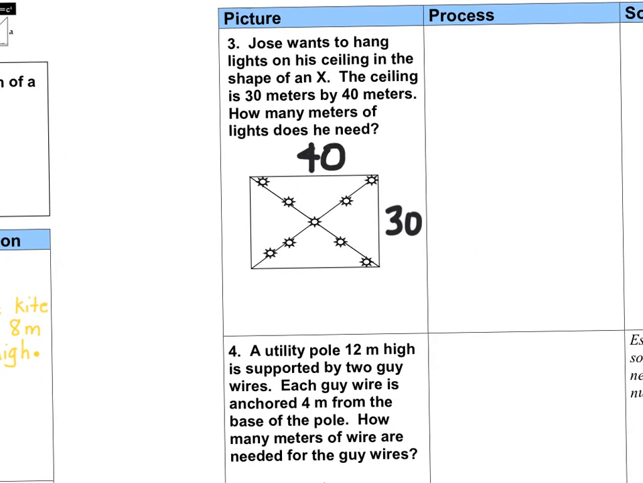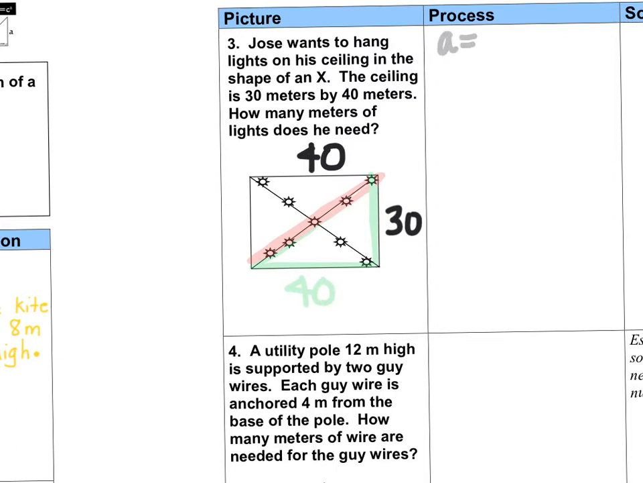You may have a hard time seeing how this is related to the Pythagorean theorem until you highlight a triangle. So notice this is a right triangle. Therefore, we can use the Pythagorean theorem to find this length, the length of one diagonal. Notice there are two diagonals, so we will have to think about that later. But for now, the length of one leg is 30. The length of the other leg is 40.